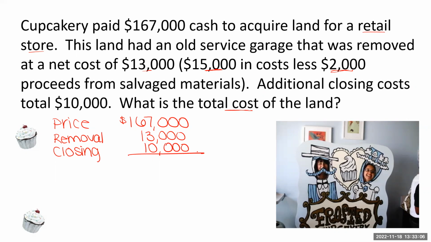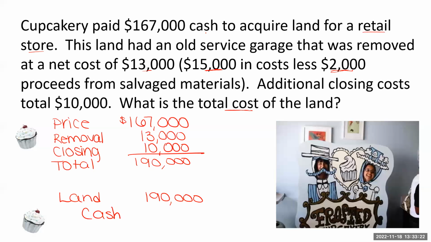Okay, add that all up. You get $190 as your total cost. So when we prepare our journal entry, it'll be land debit for $190. Sure, let's assume cash. Oh, they tell us it's cash. $190. To record purchase of land.